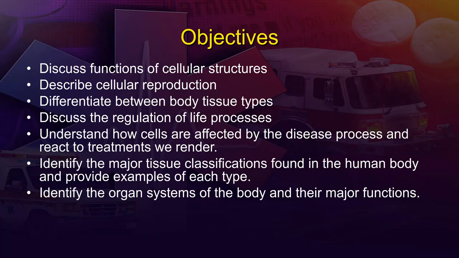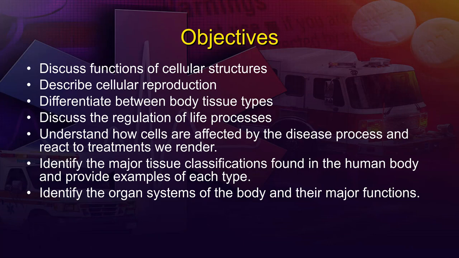Our major objectives and goals are to get a very cursory level knowledge of cells, their structures, and how those structures lead to differentiation of cell types, the different types of tissue and how tissues are specialized to create organs, how organs develop organ systems, and a review of the organ systems of the body and their major functions. This won't be a very in-depth review on most of this concept because we will review those individual pieces when we discuss individual organ systems, anatomy, physiology, and their pathophysiology.